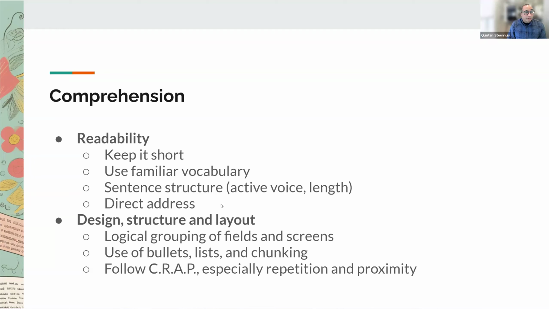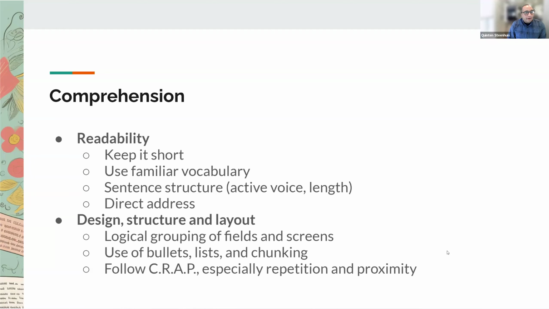The other thing we can think about is using short sentences that are written in the active voice, so that we avoid passive voice sentences. And we use direct address, things like using the word you when we're talking to a person using the form, rather than words like plaintiff or defendant, to help the person know that they're answering this question the right way.